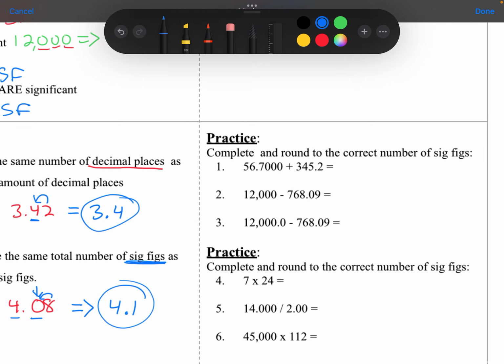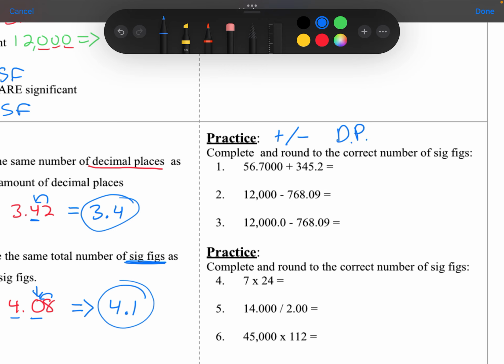Once again, you are free to pause the video and try these problems on your own, or you can watch me do them either way. Our first problem here is in the addition and subtraction section, so we're going to be using our addition and subtraction rule, which is all about decimal places.